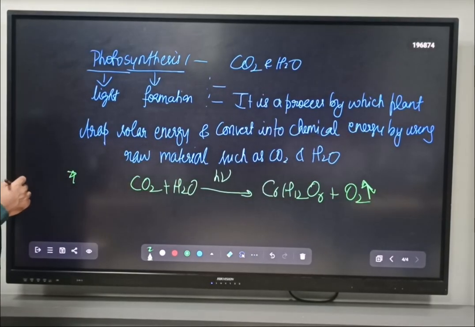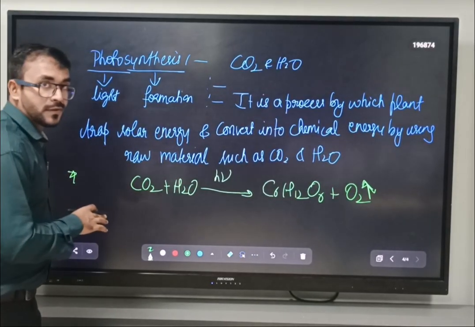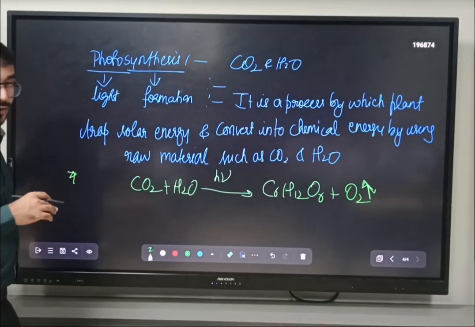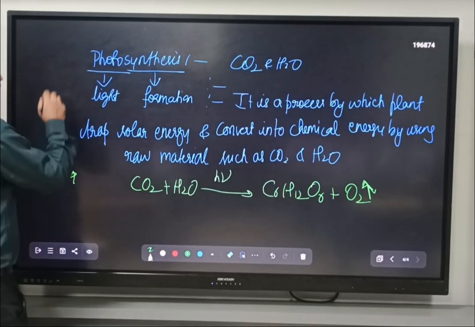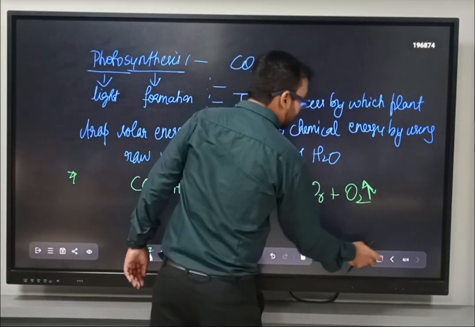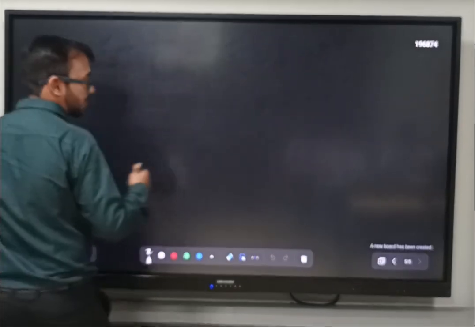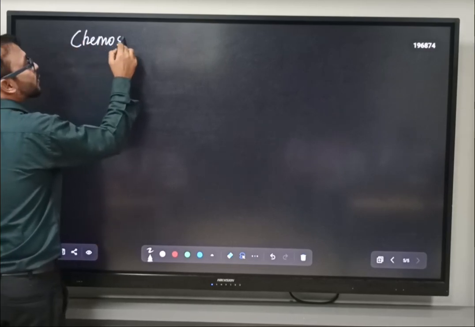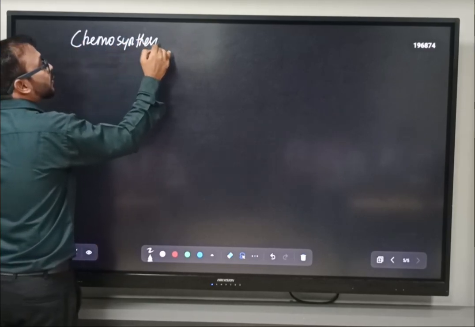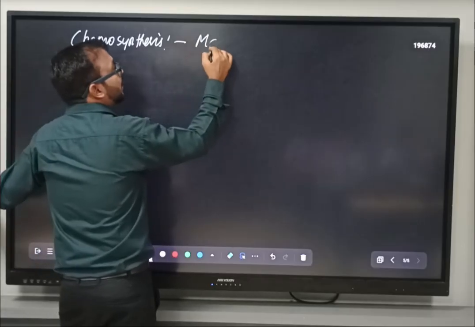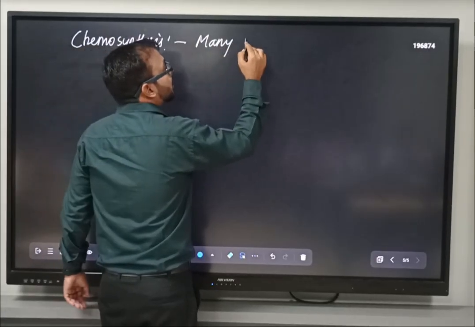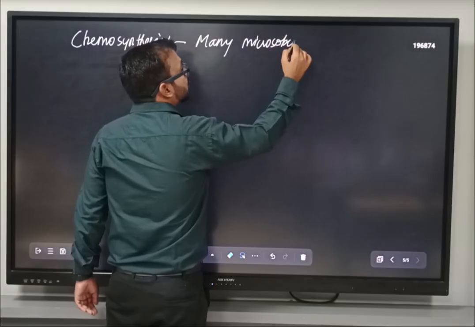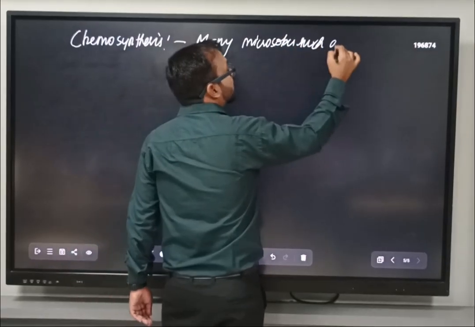So this is photosynthesis, the process by which plants obtain their food. That's why it is called an autotrophic mode of nutrition. Autotrophic nutrition is not just photosynthesis; there is another autotrophic mode of nutrition, that is chemosynthesis. This is done by many microbes, such as sulfur bacteria.